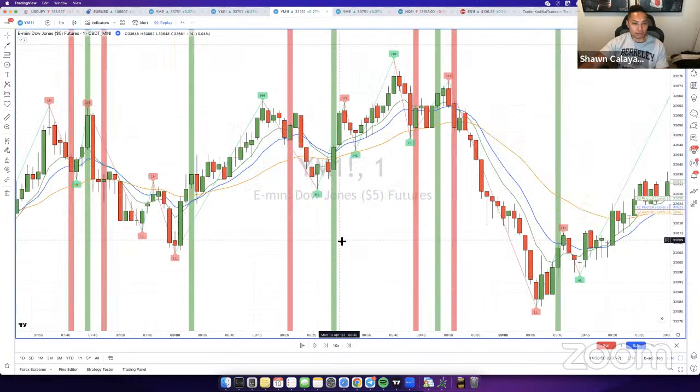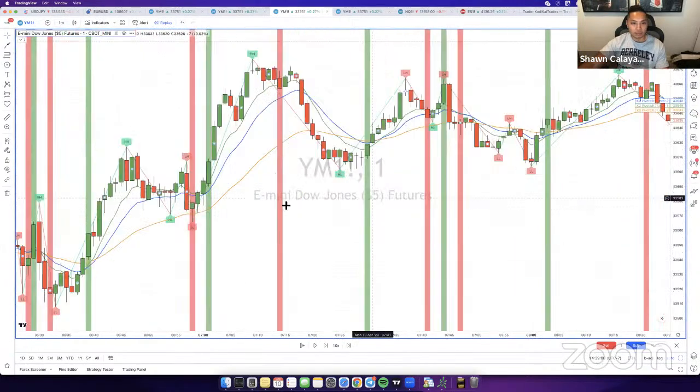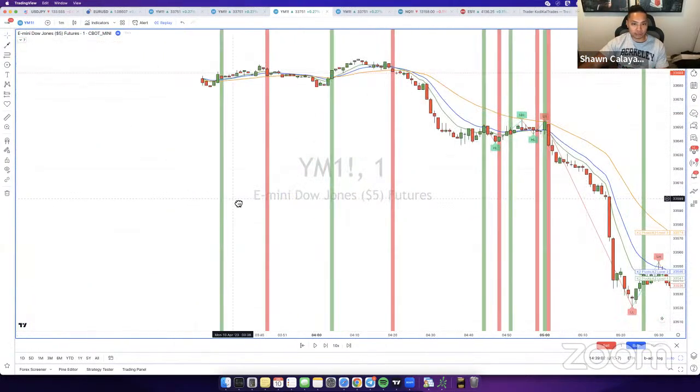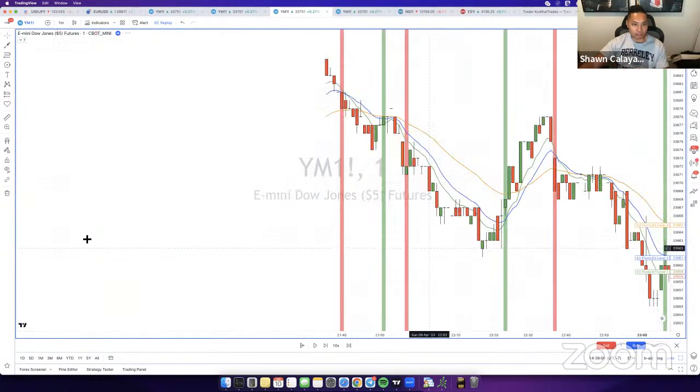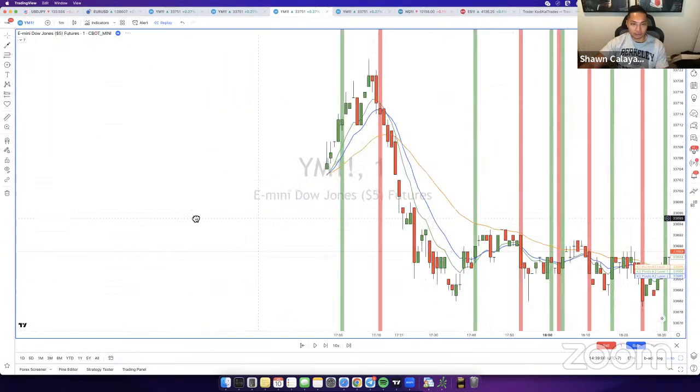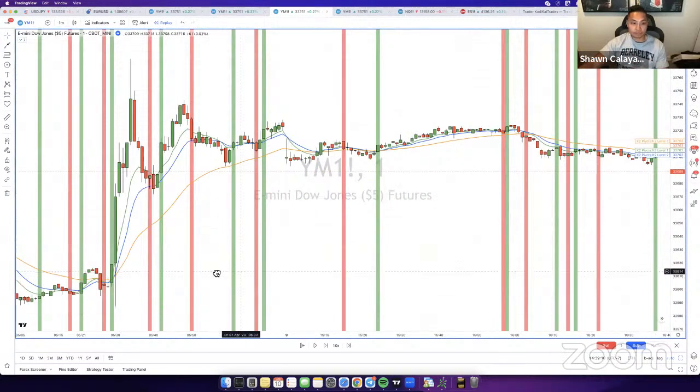Today's not a good example for this type of entry because the market wasn't really moving very volatile. Let me go back to Friday. Maybe there was one on Friday. I can't remember if we had a trade that day, but I believe we had maybe like one trade.